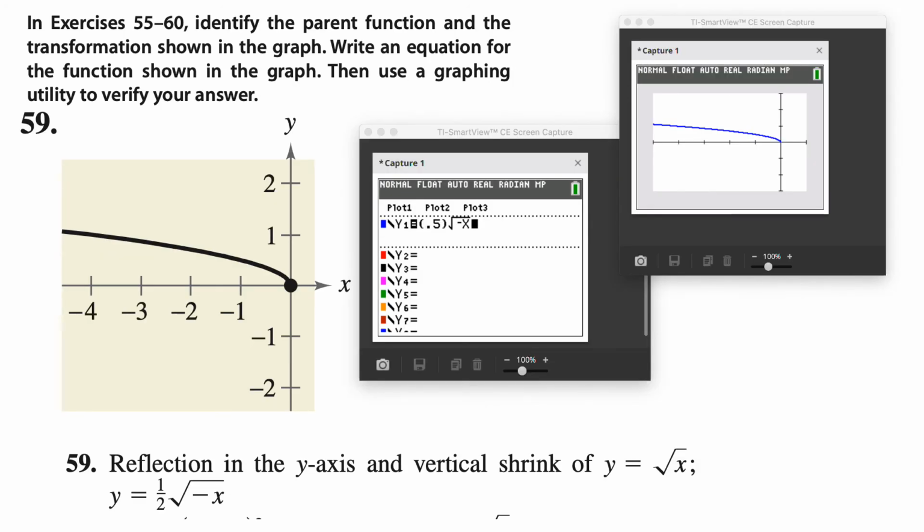Okay, and then this one is identify the parent function transformation and write an equation. This looks like the square root of x, right? But it's reflected across the y-axis, so it's square root of negative x. And additionally, it's growing. It looks like it's taking twice as long to grow, right? So it's half square root of negative x. So it's half as long. So in order for it to get to 1, right, this would have to become square root of 2, right? So then right here. So yeah.